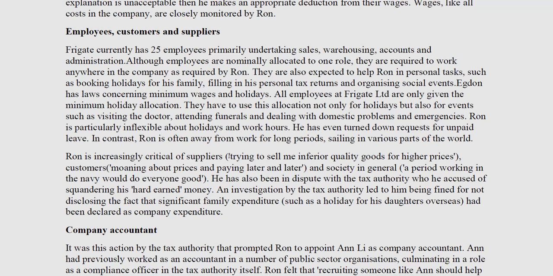Ron is increasingly critical of suppliers trying to sell him inferior quality goods for higher prices. Okay, that's his assumption. Customers moaning about prices and paying later and later. And society in general: a period working in the Navy would do everyone good. This is a story. Meanwhile, he hasn't worked in the Navy. He's just obsessed with them. So that's a story. He has also been in dispute with the tax authority, who he accused of squandering his hard-earned money. An investigation by the tax authority led to him being fined for not disclosing that significant family expenditure, such as holidays for his daughters overseas, had been declared as company expenditure.